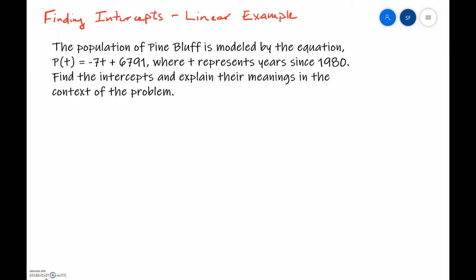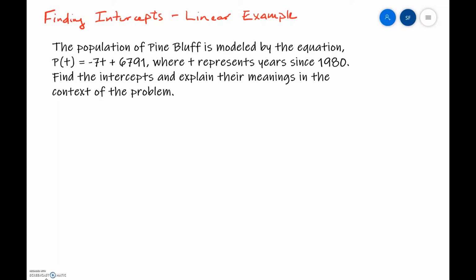Okay, I've been asked to give an example on how to find intercepts, and so I decided to start with a linear example. The thing that makes this different than probably any algebra class that you've had is you have to understand context. Just doing the calculations is not going to be enough. You really have to know what those calculations actually found for you.